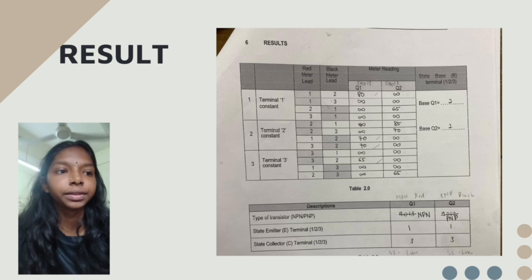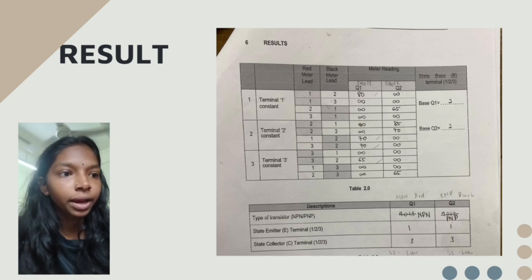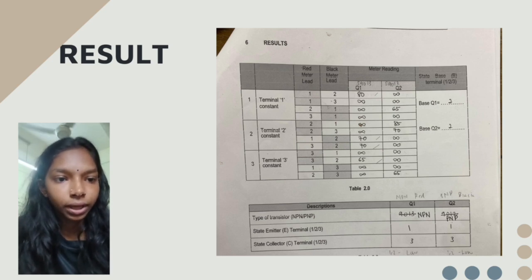First, key findings. Q1 is identified as an NPN transistor. In an NPN transistor, conduction occurs when the base is positive relative to the emitter. From the table, Q1 shows a reading when the red lead (positive) is on terminal 2 and the black lead (negative) is on terminals 1 and 3. That confirms that terminal 2 is the base, terminal 1 is the emitter and terminal 3 is the collector.